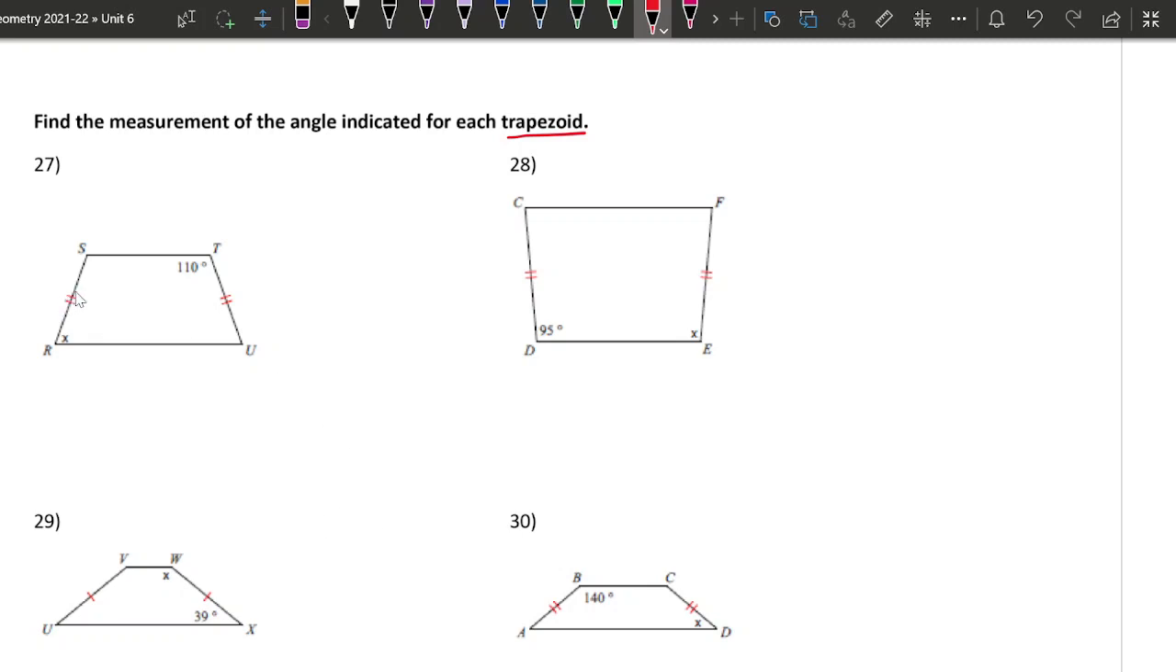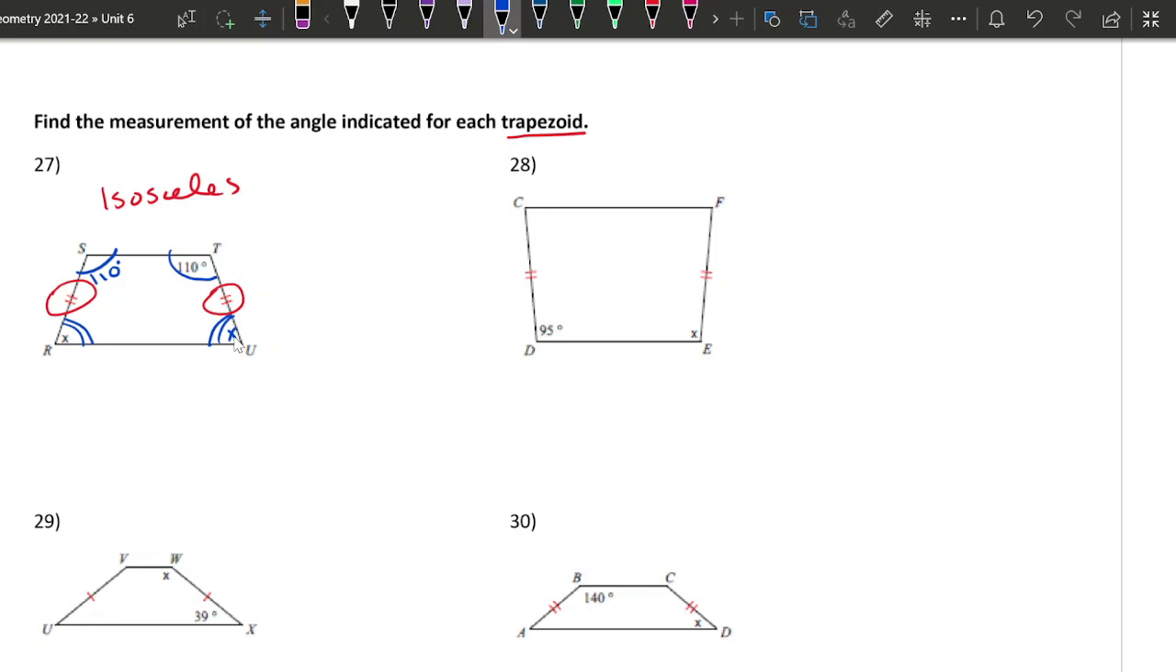All right, so if I have, the sides are the same, so that makes it isosceles. And isosceles trapezoids have some even more special characteristics, and that is that the base angles are congruent. So if the base angles are congruent, that means angle T is the same as angle S. So if angle T is 110, so is angle S. And if angle R is x degrees, then angle U is also x degrees.